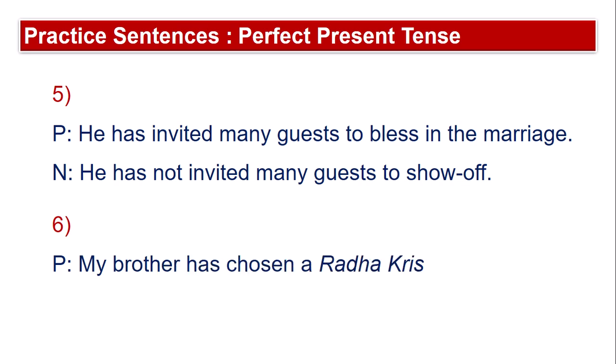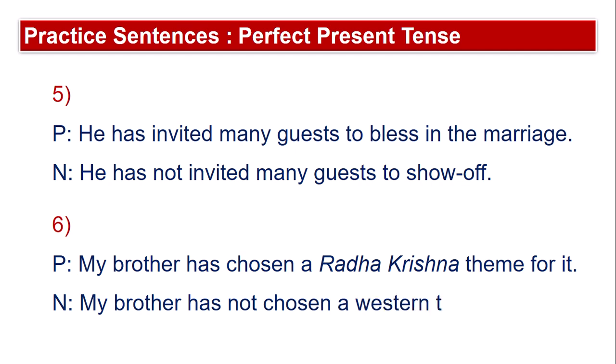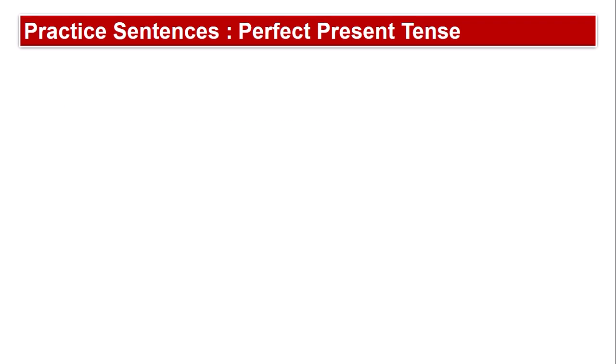My brother has chosen a Radha Krishna theme for it. So for the whole function, for the whole event, my brother who is getting married has chosen a theme of Radha Krishna, which is the symbol of love and the sacred, right? My brother has not chosen a Western theme for it. We are not against Western, but here I am trying to advocate support for my traditions and culture.